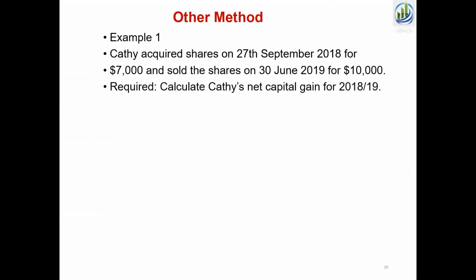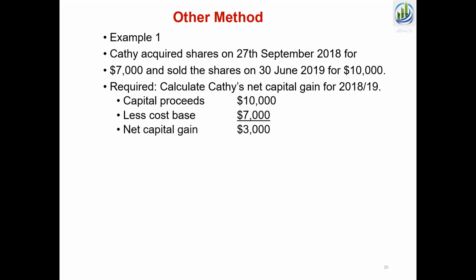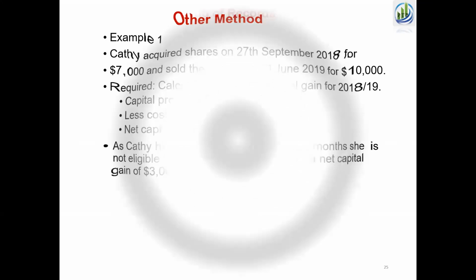Other method: Kathy acquired the shares on 27 September 2018 and sold them for $7,000 on 30th of June 2019. You can very clearly say it is less than 12 months. So the net capital gain is only $3,000, right?